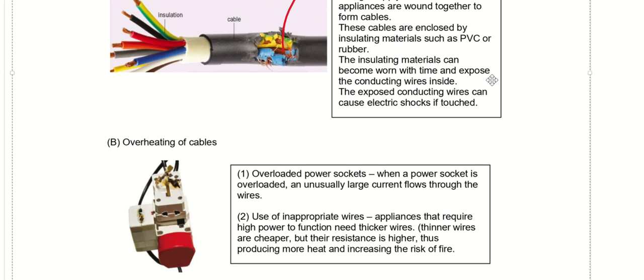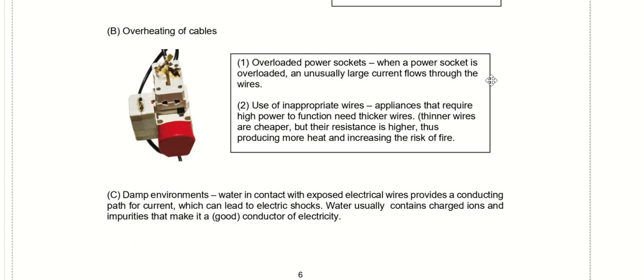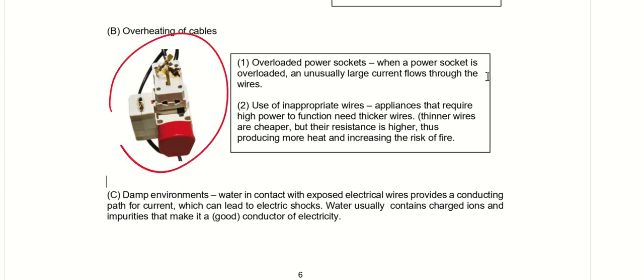All right. Next is the overheating of cables. Like what the picture shows, there are actually a lot of appliances that are connected to one socket. So too much current will be flowing. In this case, all of these are actually in a parallel circuit, right? That means they'll be drawing current from the main supply, and the plug that is attached directly to the main socket may get overheated, and then it may cause an electrical fire.